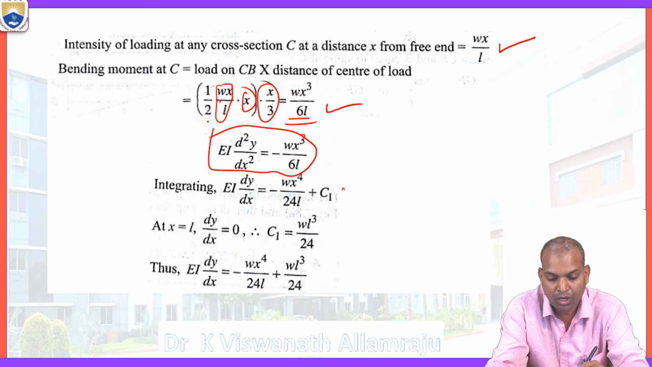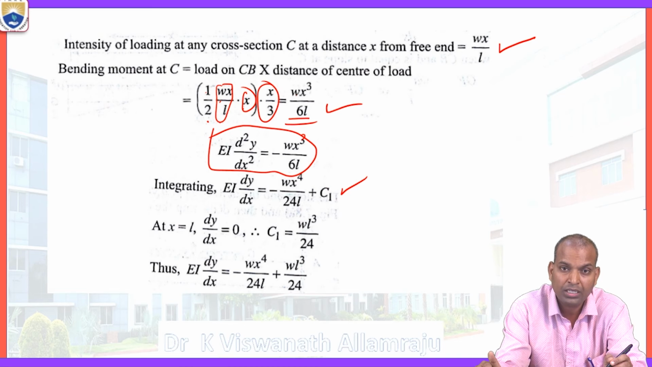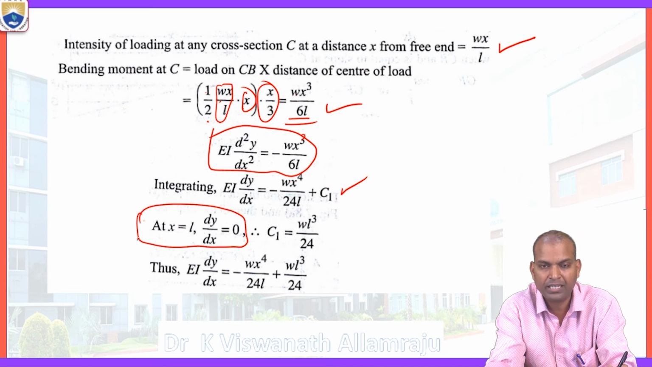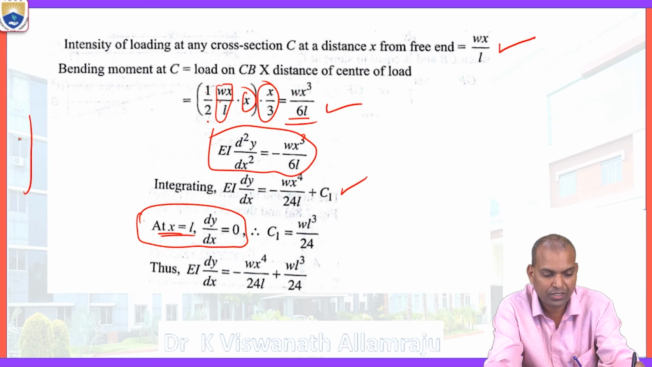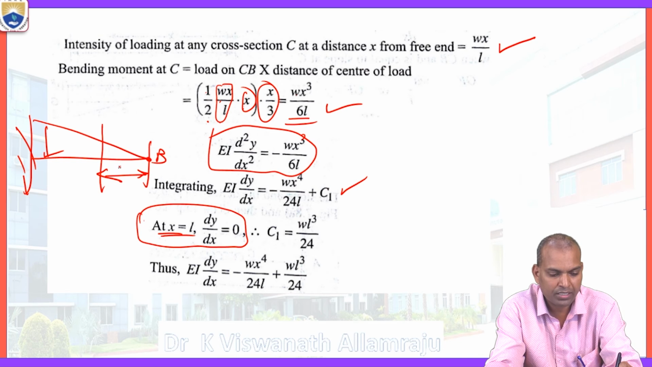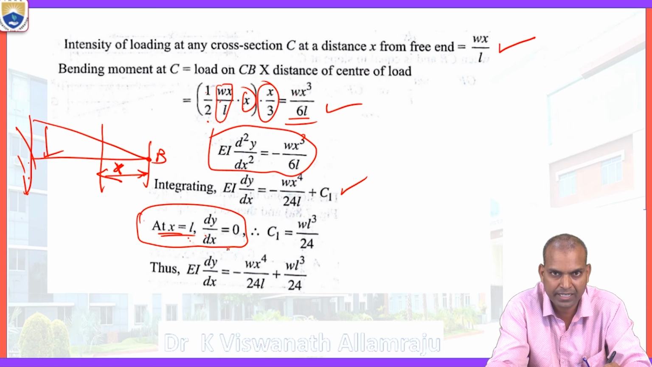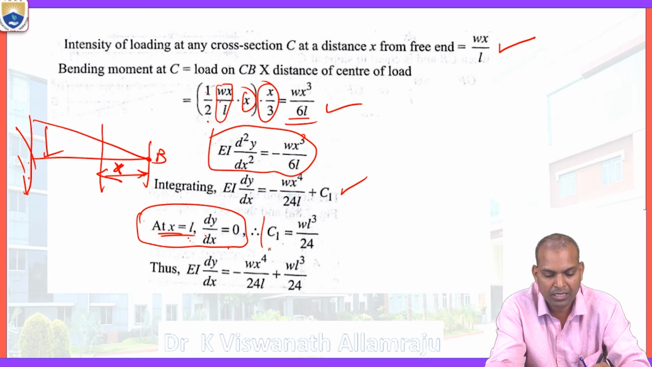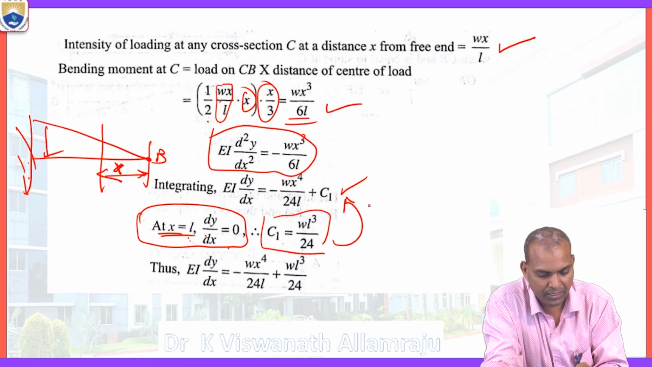Now how do we get the constant of integration? By using the boundary condition, which should be related to the span of the beam and the slope. That is, at x equal to L, dy by dx equal to 0. What is the consideration here? X equal to L means it is the fixed support, because our source point is B. So x equal to L is the fixed support, where dy by dx equals 0. That's why C1 is obtained as WL cube by 24.